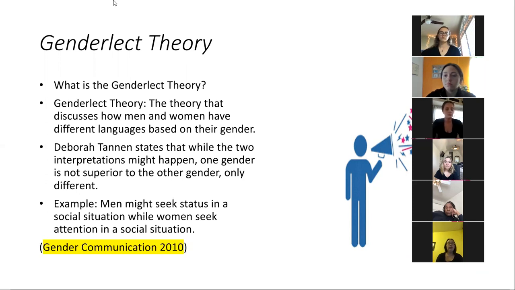What is an example of this? An example of this is that in a social situation, women like seeking attention. This means they will likely put in more effort in the way they look. Men, on the other hand, are seeking status, meaning they focus on things like competitive accomplishments, and they like to be the best. Next slide.